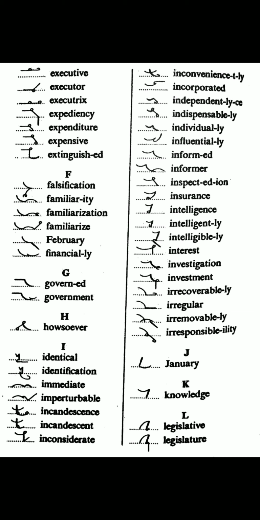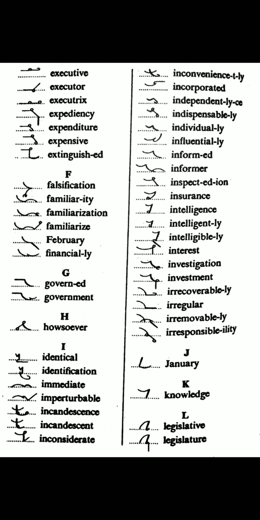H stroke upward with S circle with V on the line for howsoever. I diphthong, D halved, K with L hook is used here for identical. I diphthong, D halved with N hook, F with Chan hook for identification.